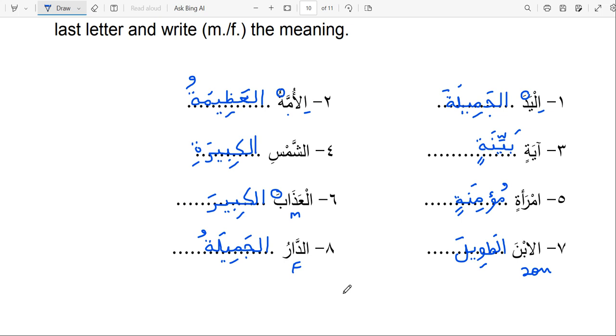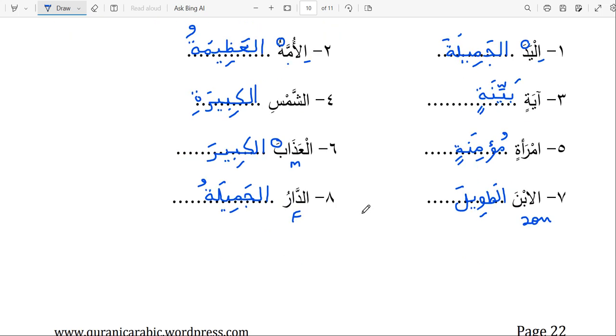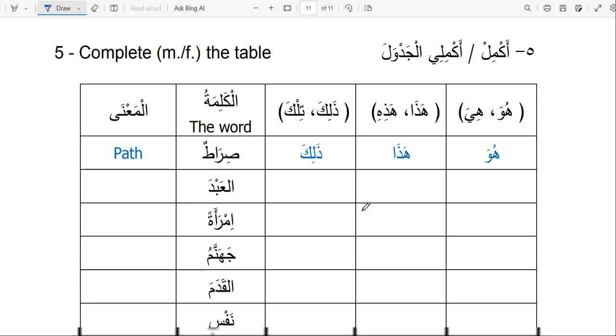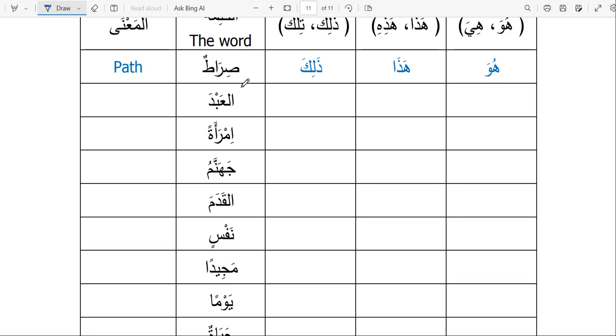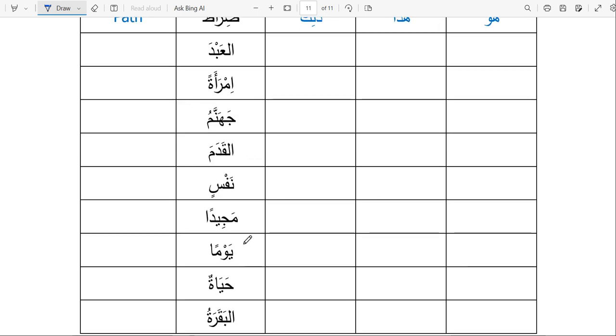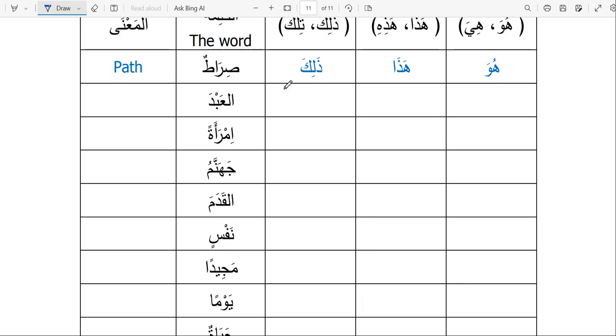And now we do exercise 5. This is akmil, means complete. Jadwal means table. Complete the table here. Now there are random words here, sirat, abd, and you need to put the meanings, and you have to put the demonstrative pronouns for near and for far. So I will put the meanings here. Path, sirat, al-abd is the slave.